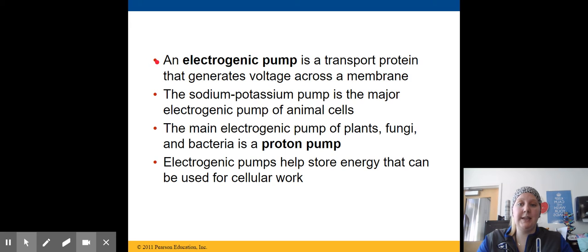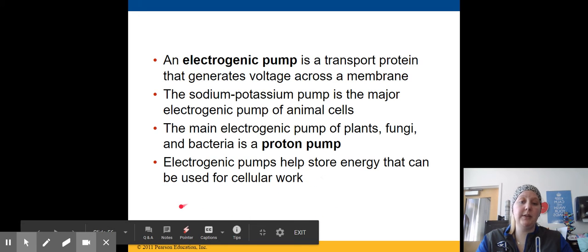This most commonly can happen with electrogenic pumps, a transport protein that generates a voltage across the membrane. It's intentionally creating this type of voltage in order for something else to happen through diffusion. The sodium-potassium pump is one of the major electrogenic pumps of animal cells, and the main pump of plants, fungi, and bacteria is called a proton pump, and its job is to move hydrogen ions.